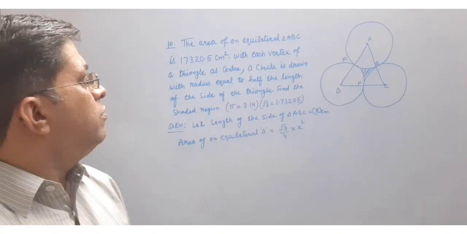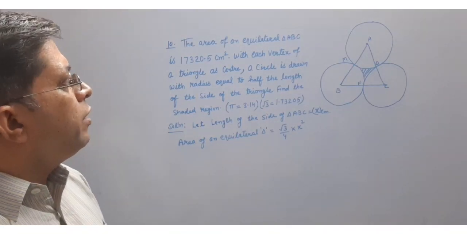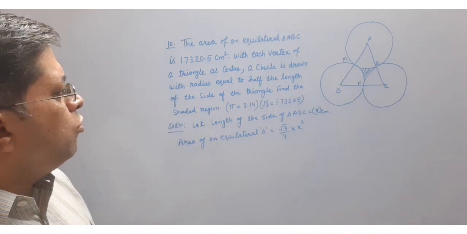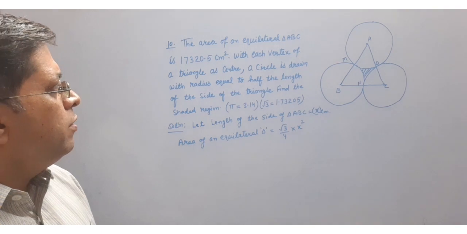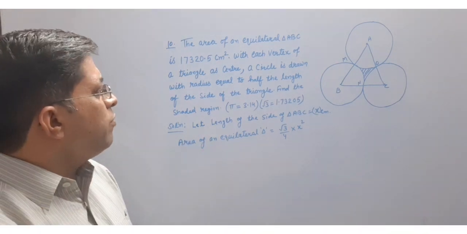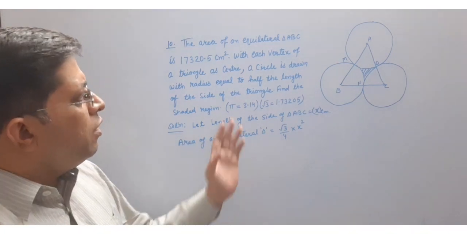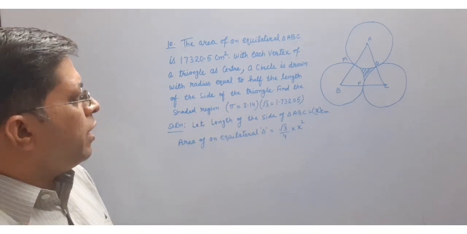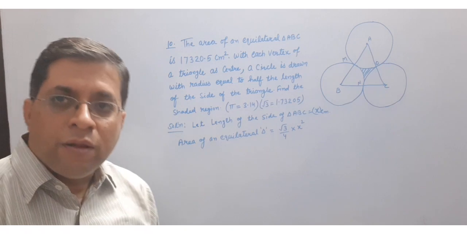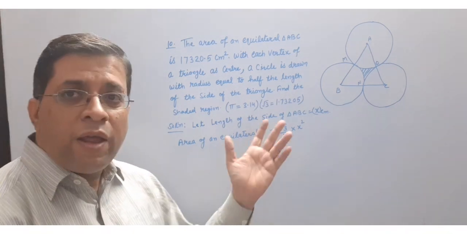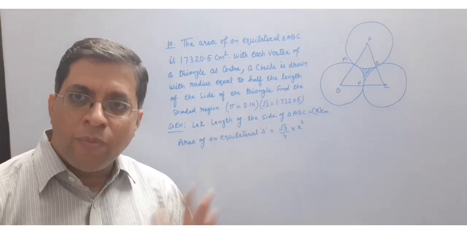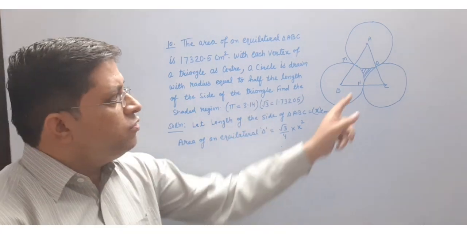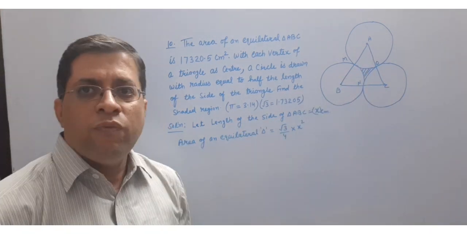Now the next question is, the area of an equilateral triangle ABC is given to you, 17320.5 centimeter square. With each vertex of the triangle as center, a circle is drawn with radius equal to half the length of a side of the triangle. Okay, side of triangle is x, then radius will be x upon 2. Find the shaded region. This shaded region you have to find out.